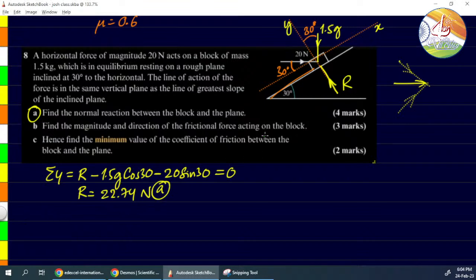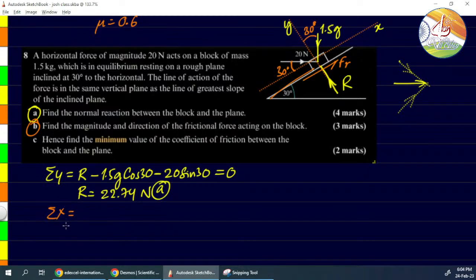So let us next go for the next part. Next he is asking us to find the magnitude and direction of the friction force acting on the block. So in which direction is the friction force acting? We don't know which direction it is acting, right? So let us just call it Fr, and let us assume it to be in the positive forward direction. If we get a negative answer, that means our assumption was wrong. Correct?